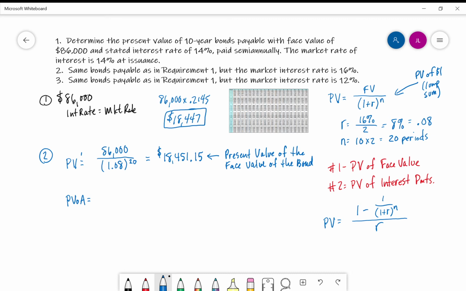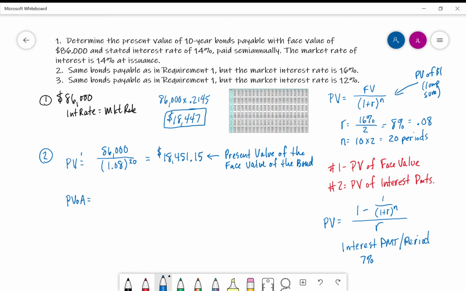Now, in the case where we use the present value of an ordinary annuity, what we have to do is find the interest payment, and that's the interest payment per period. If you'll remember, when we looked up here, the bond pays 14% interest. Well, 14% interest semi-annually would be 7% per period.